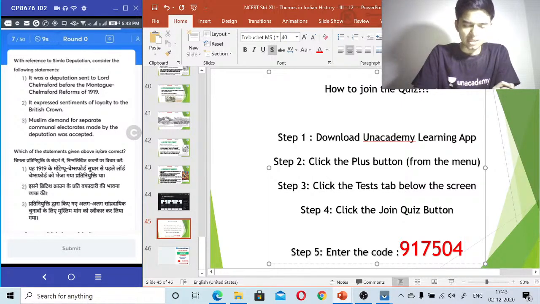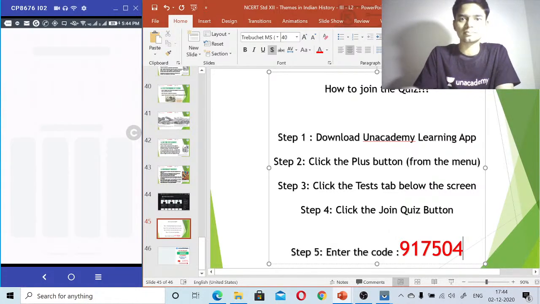Very direct question, very theoretical question regarding the Shimla deputation. You will get the correct answer in written form at the end of this quiz in the app itself. You can go through that. Okay.